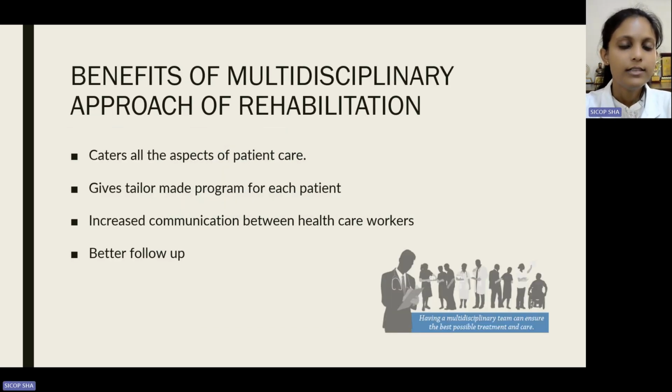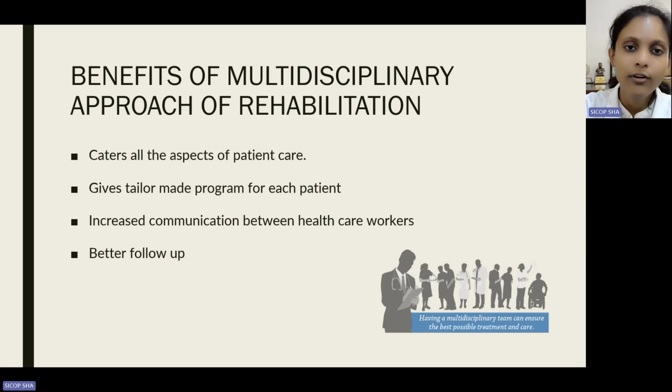Next, we will now see the benefits of the multidisciplinary approach of rehabilitation. They cater to all the aspects of patient care. As we have all seen, this rehab team is a patient-centric approach, so it caters to all aspects of patient care. They check whatever things the patient needs, they assemble it, and based on the care the patient needs, the rehab team is formed.